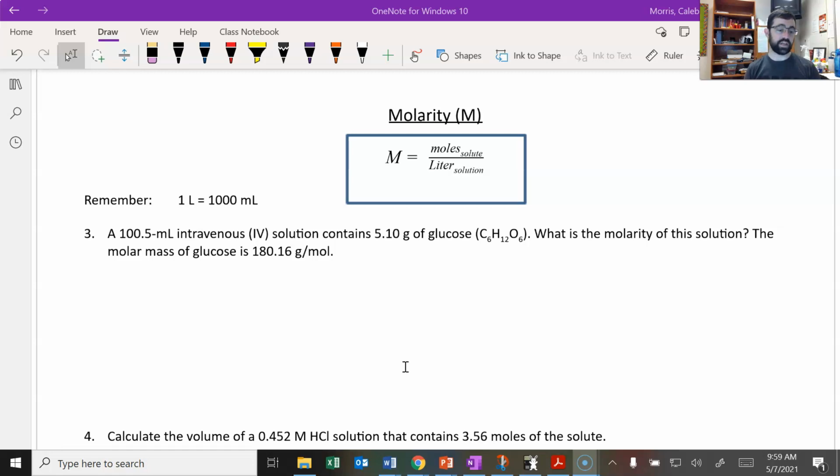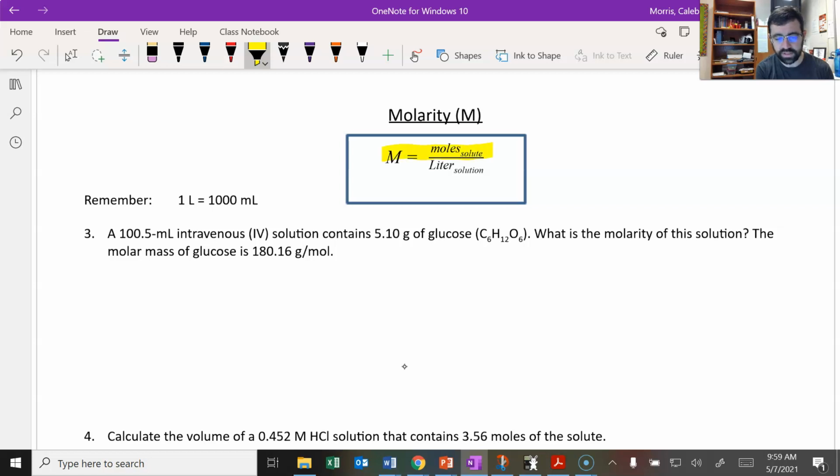Alright, this part of the notes is actually the most important formula from these notes. So if you only get one part really down, this is the one. It's molarity, and that's the most commonly used unit for concentration in chemistry. So remember that 1 liter equals 1,000 milliliters. We're going to use that conversion quite a bit. And here's our formula for molarity.